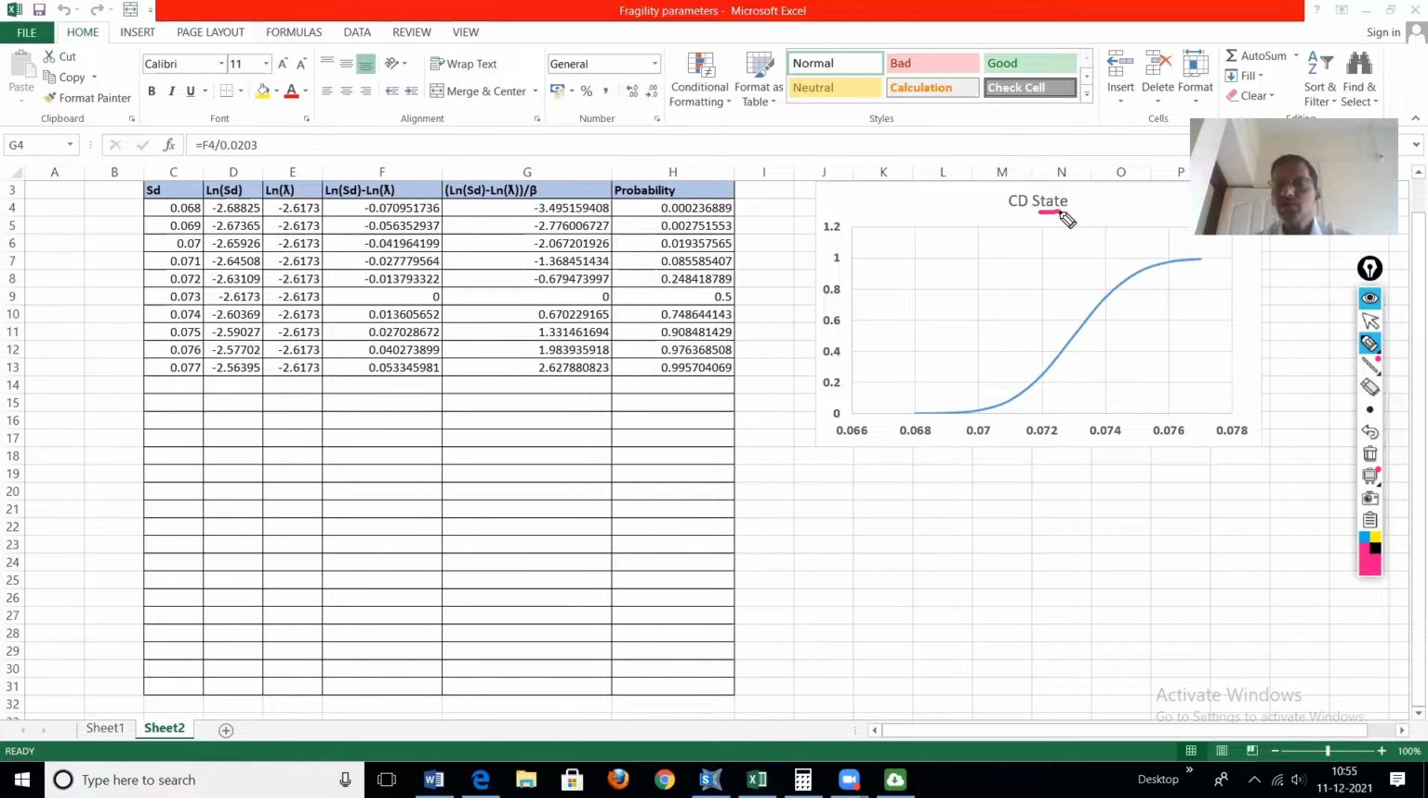For example, the Hazus 2003 manual defines 4 damage states. The first damage state is called the slight damage state. The second is called the moderate damage state, where the level of damage is a little more than the slight damage state. The third is called the extensive damage state, where the damage level is still more severe than the moderate damage state.